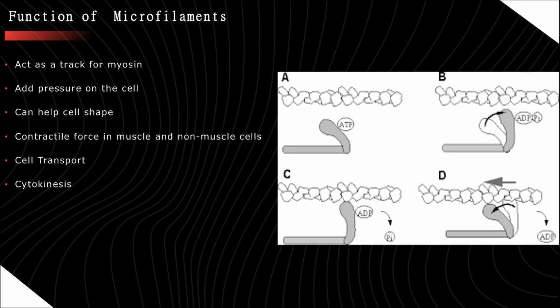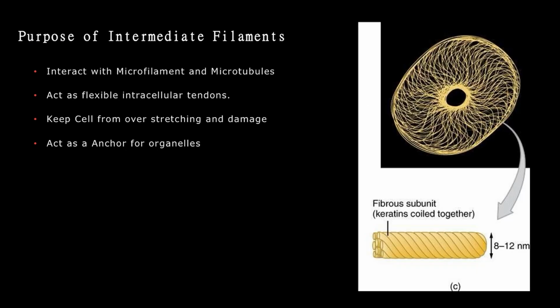Okay, so the function of the microfilaments. First, they act as a track for myosin. The photo on the right really shows how that works, how myosin actually walks on it and uses ATP to do that motion. And this allows for cellular transport, giving things, especially when they get into the cell, a starting area to walk from to wherever they need to go.